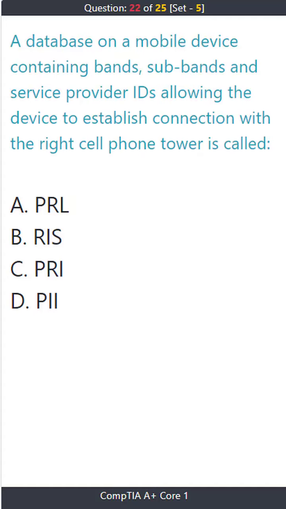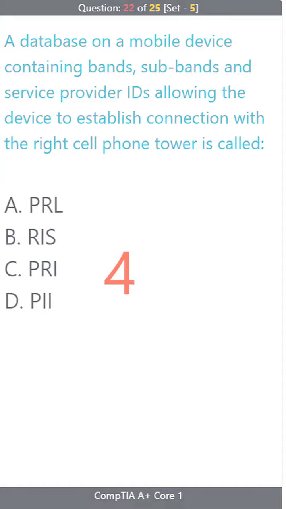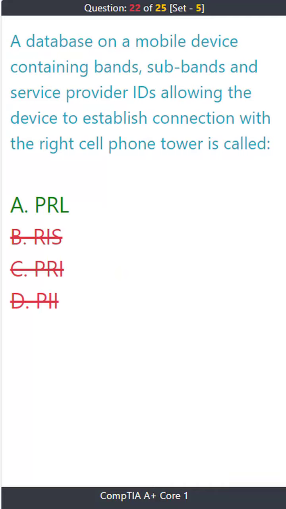Question 22. A database on a mobile device containing bands, subbands, and service provider IDs allowing the device to establish connection with the right cell phone tower is called A. PRL, B. RIS, C. PRI, D. PII. The correct answer is A. PRL.